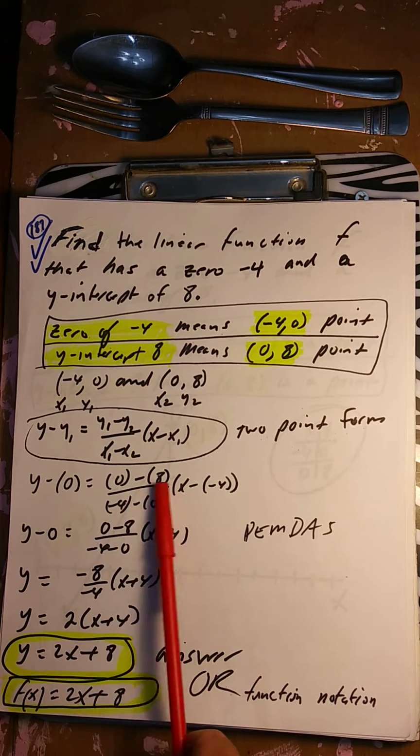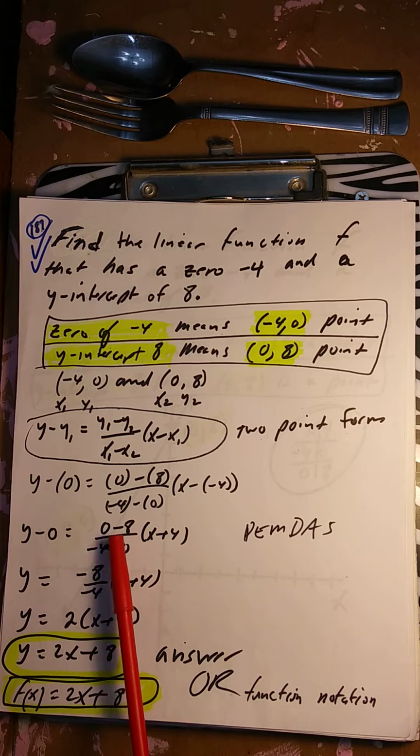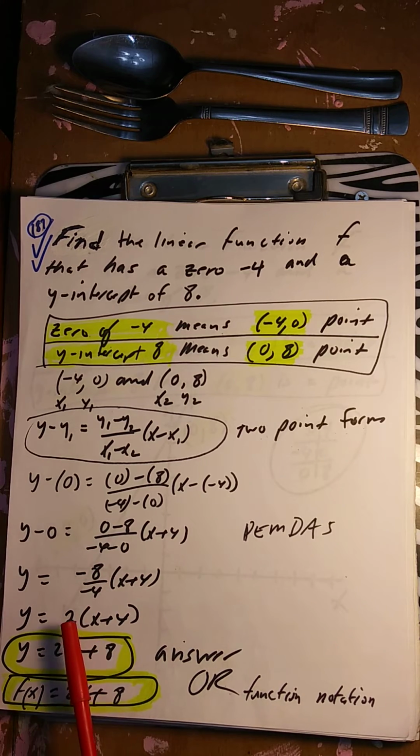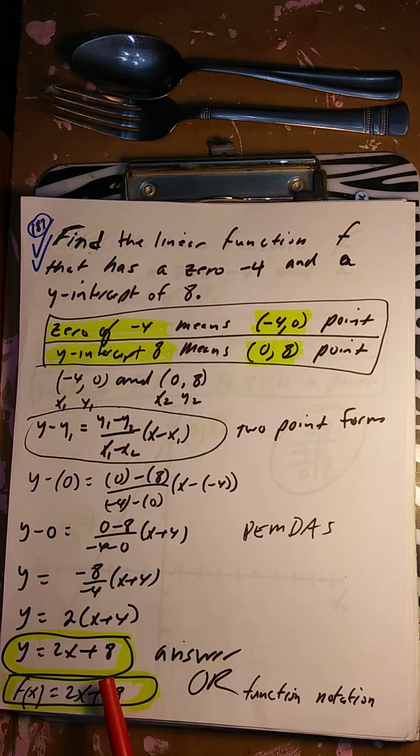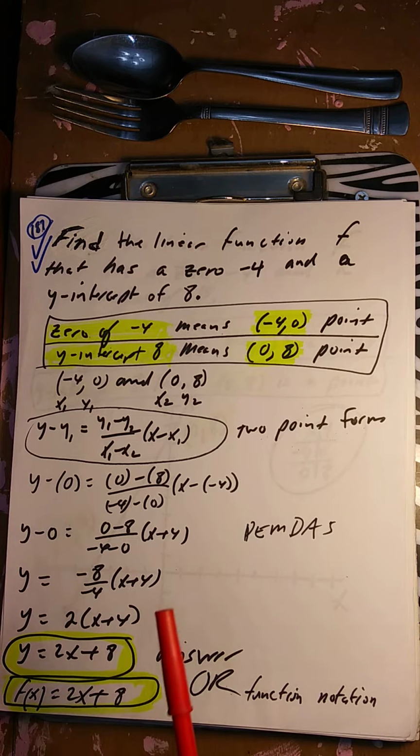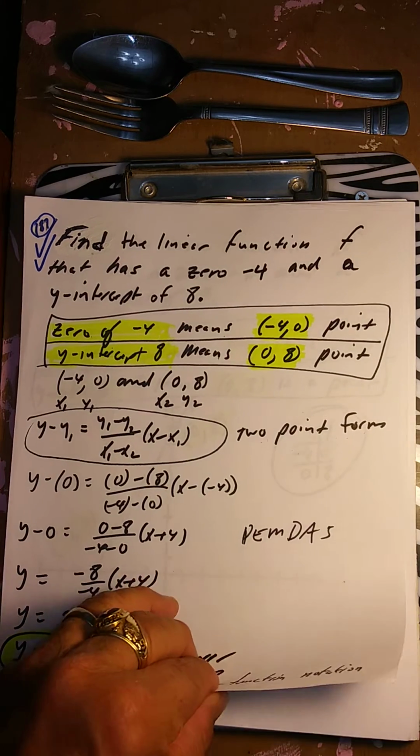Put them in the two-point formula and subtract this out. You're going to have negative, but negative is positive. 2 times that is 2x, 2 times that is 8. So y equals 2x plus 8 is the one that has that. In function notation, f of x equals 2x plus 8. That's function notation right there.